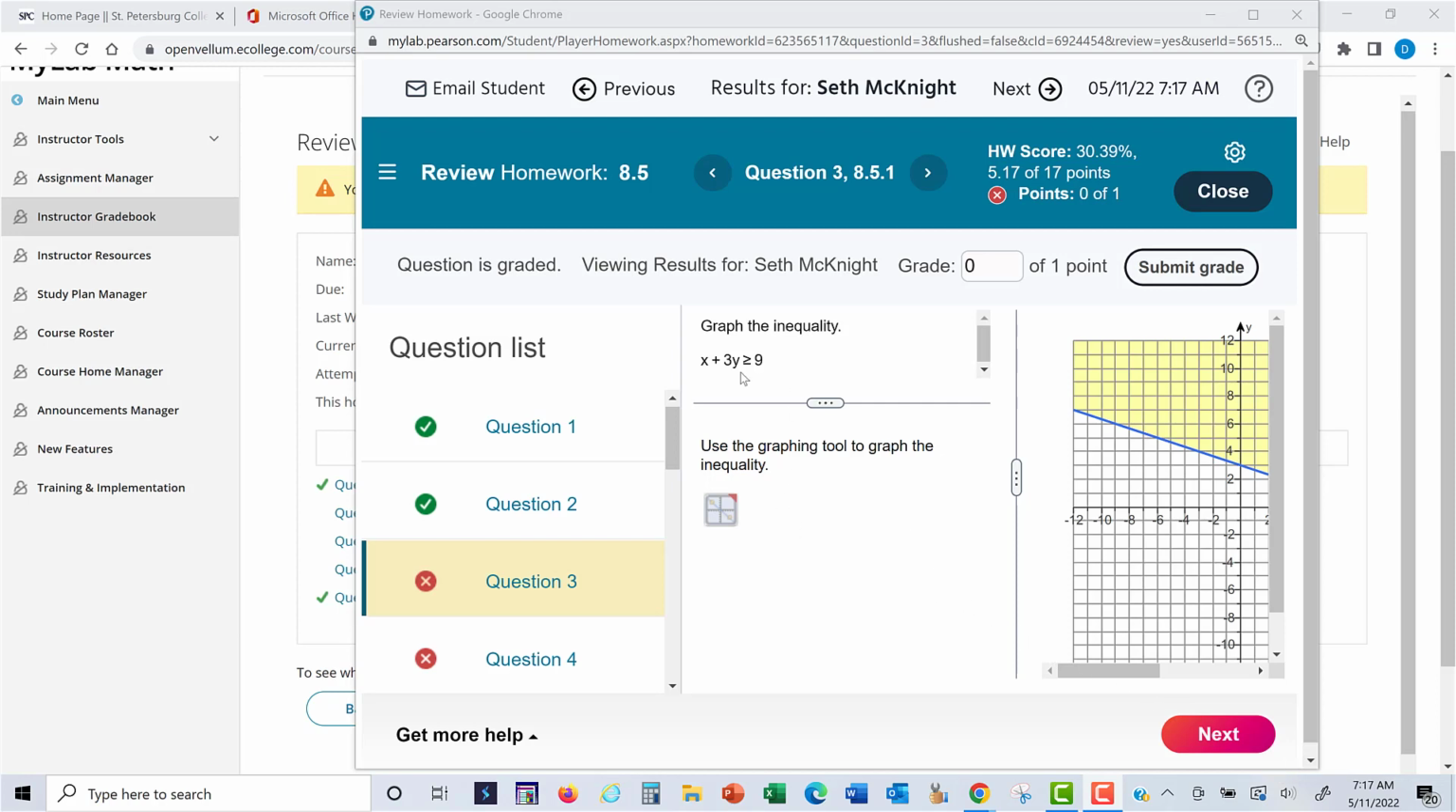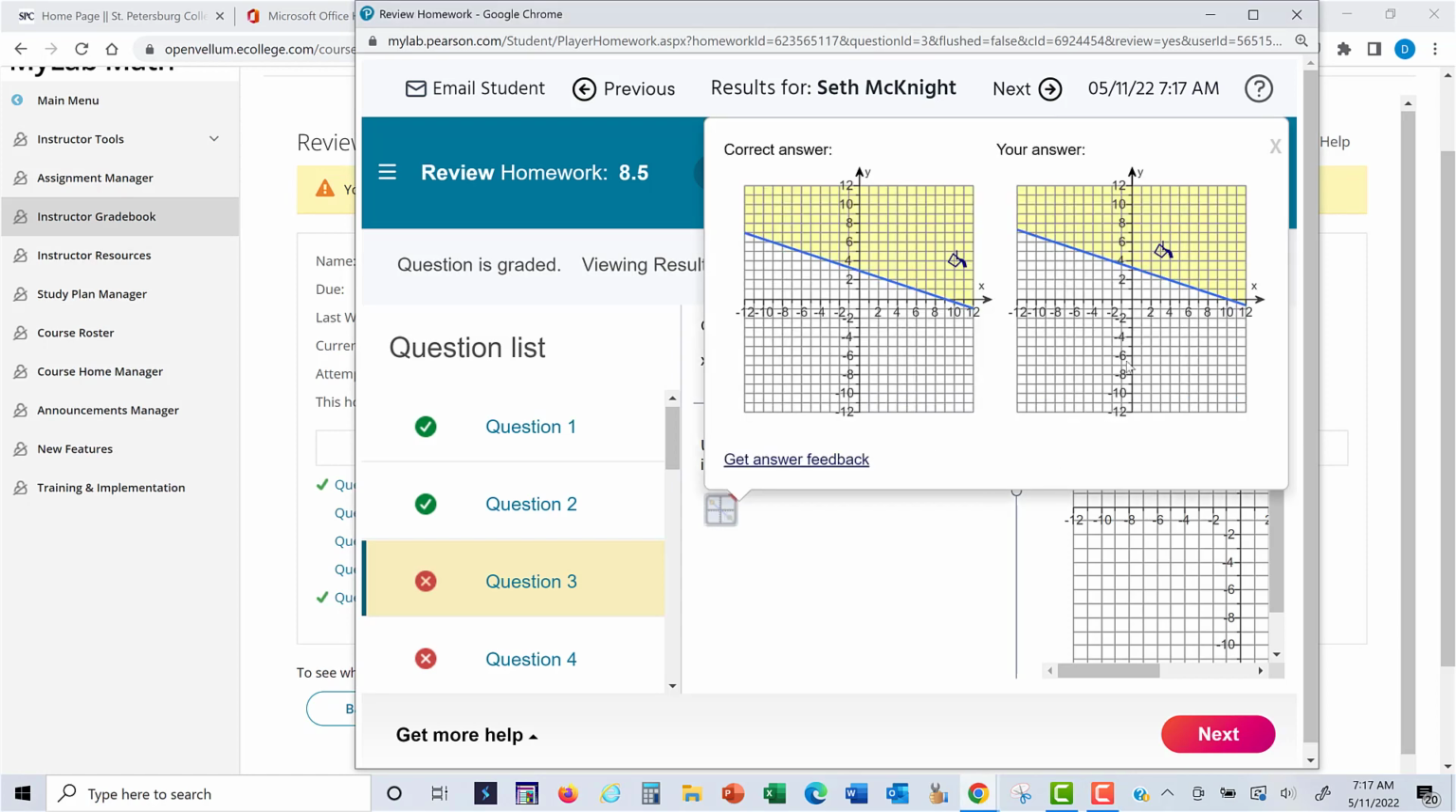So this is question number 3. And if you go ahead and solve this for y, you get the intercepts to be (0, 3) and (9, 0). So let's take a look at the graphs. Here's your graph on the right, and here's the correct answer.